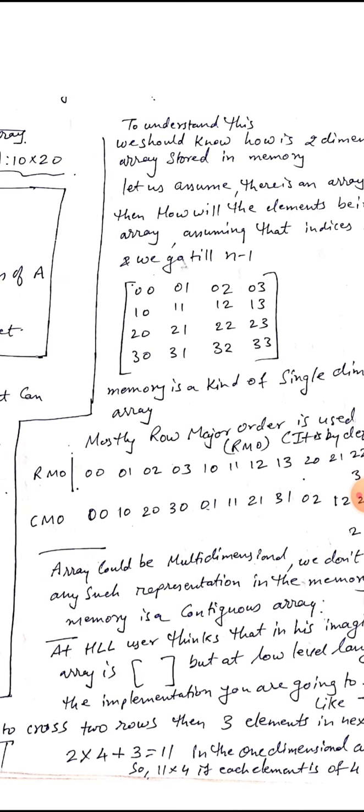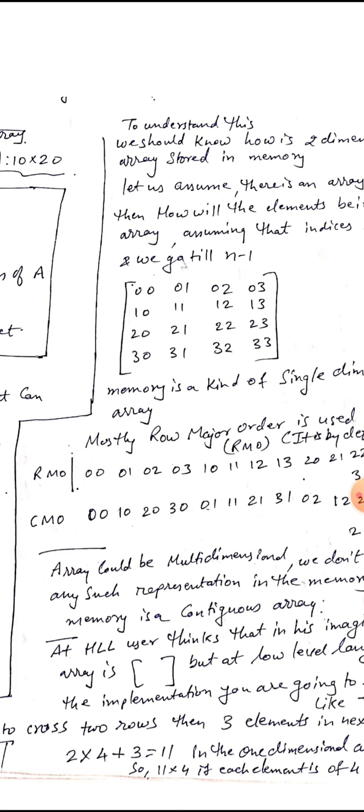0 2, 0 3, then 1 0, 1 1, 1 2, 1 3, 2 0, 2 1, 2 2, 2 3, and 3 0, 3 1, 3 2, 3 3. In this way, if the storage is there, then we call it row major order, and mostly this is the default storage mechanism inside the memory for the array.